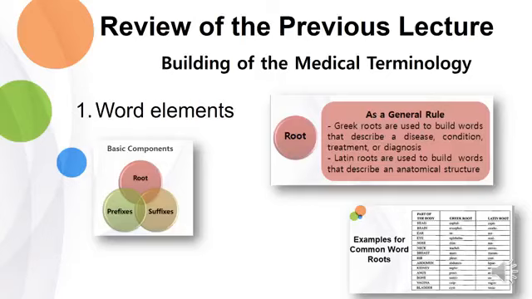Before we describe the general rule for the root, I have to remind you that the root is the foundation for the medical terminology. And we have two types of roots. The Greek root, which is used to build words that describe the disease, condition, treatment, or diagnosis, and the Latin roots, which are used to build words that describe anatomical structures. And we had some examples for the common word roots, either in the Greek form or in the Latin form.